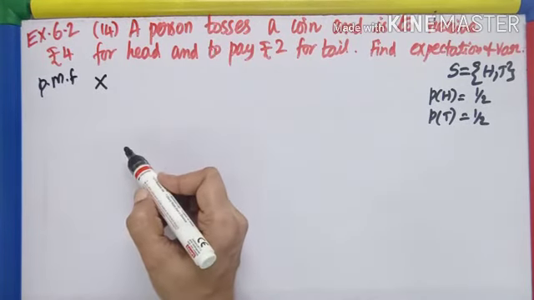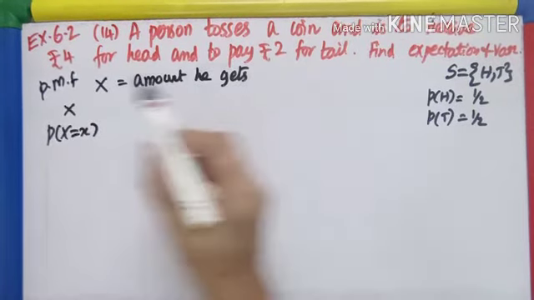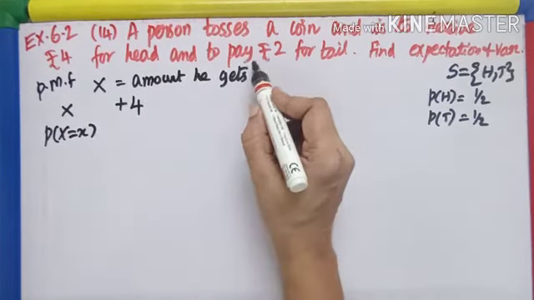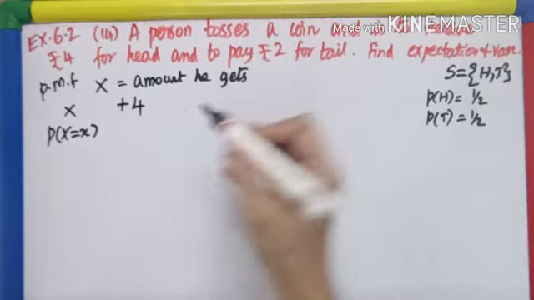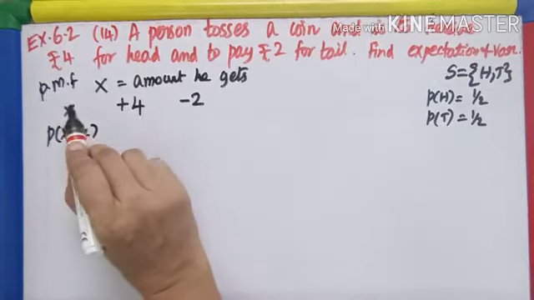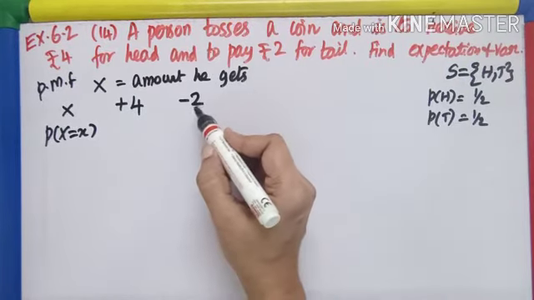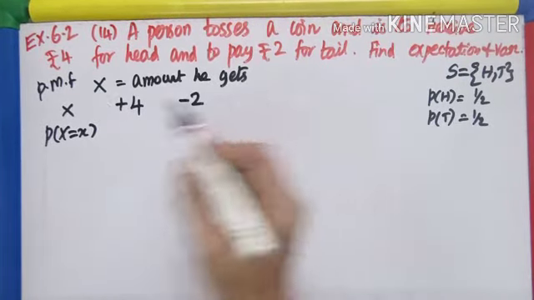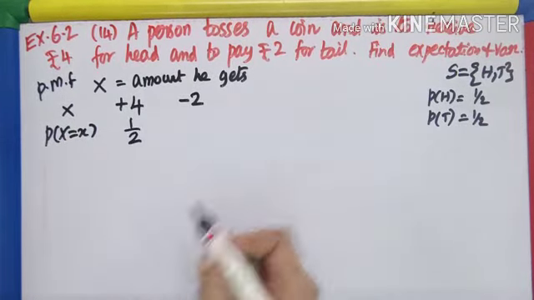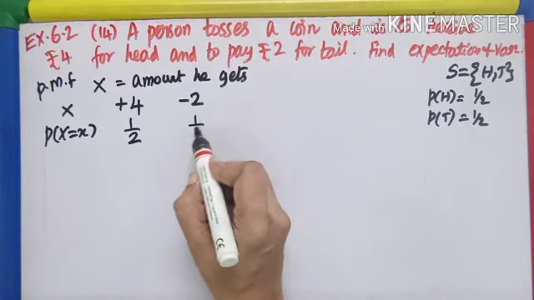X. The values will be the amount he gets. So what is the amount he is getting? Receive 4 rupees is plus 4, and paying 2 rupees from his pocket he is giving, so it is loss, minus 2. When he is receiving, money goes into his pocket, so plus 4. When he pays out, he is giving the money, so he is losing, so it is minus 2. And when is he getting 4? Head. What is head probability? 1 by 2. When is he losing the money? When tail comes. What is tail probability? That is also 1 by 2.